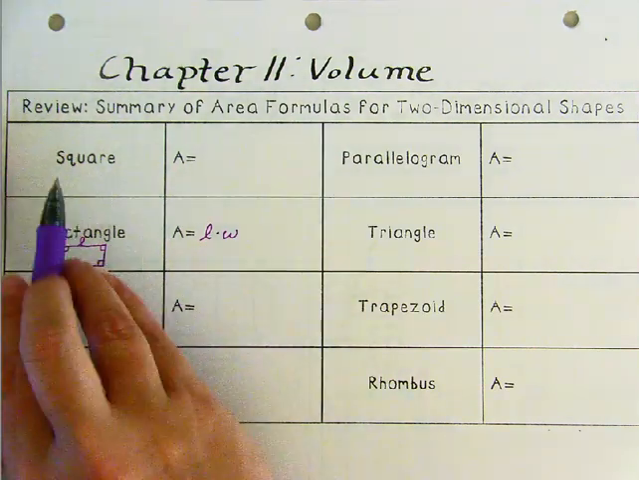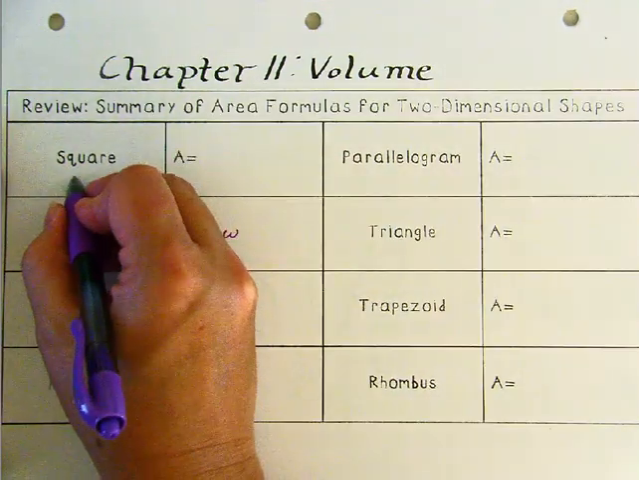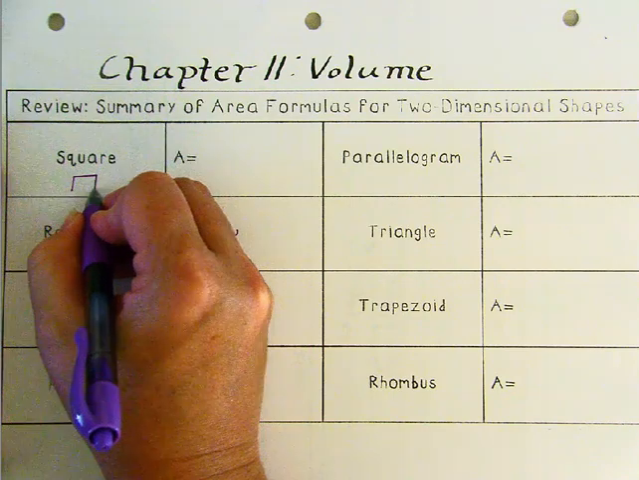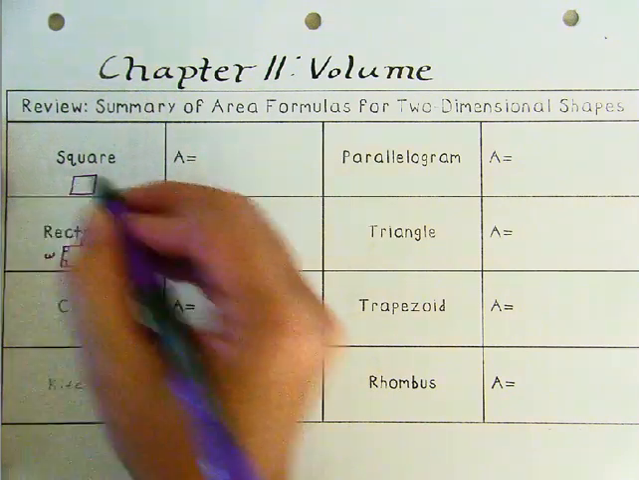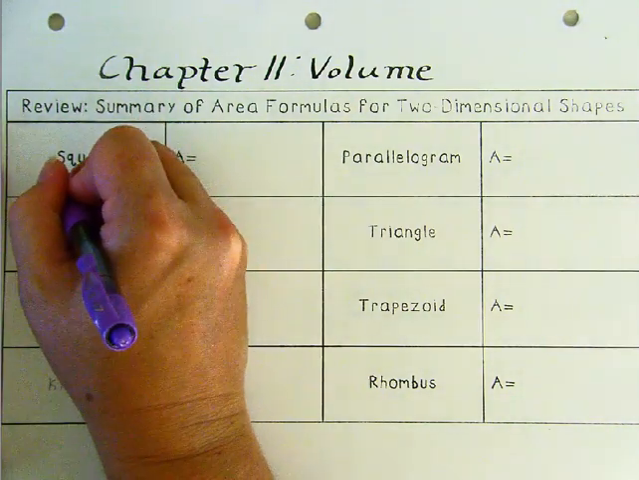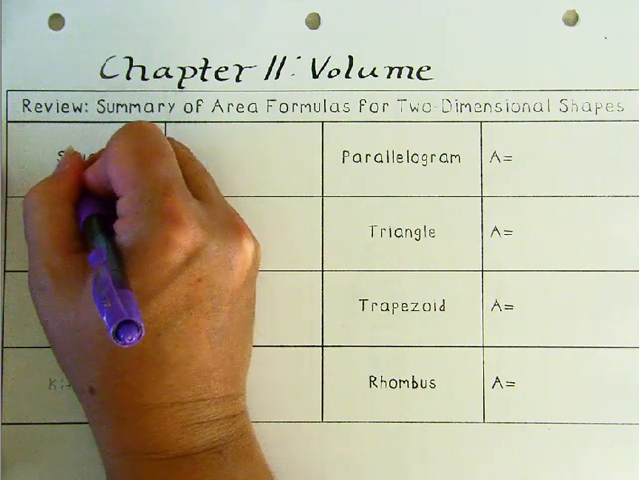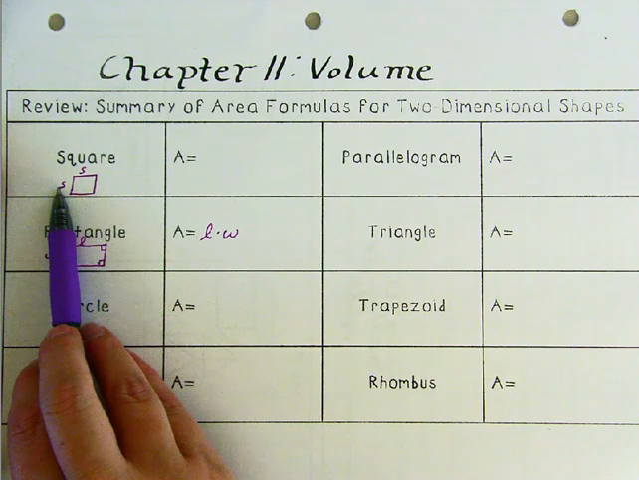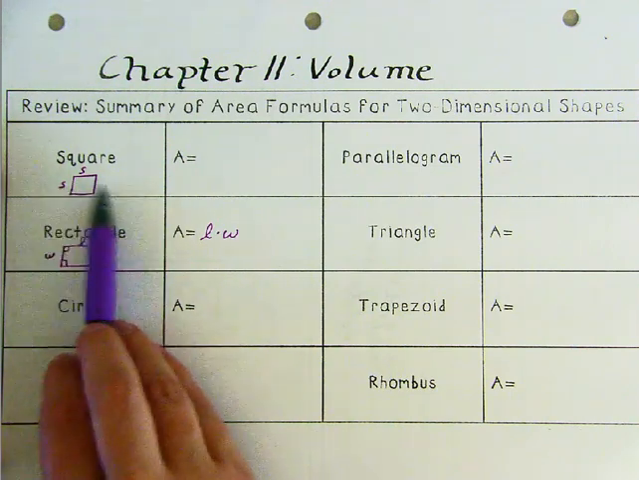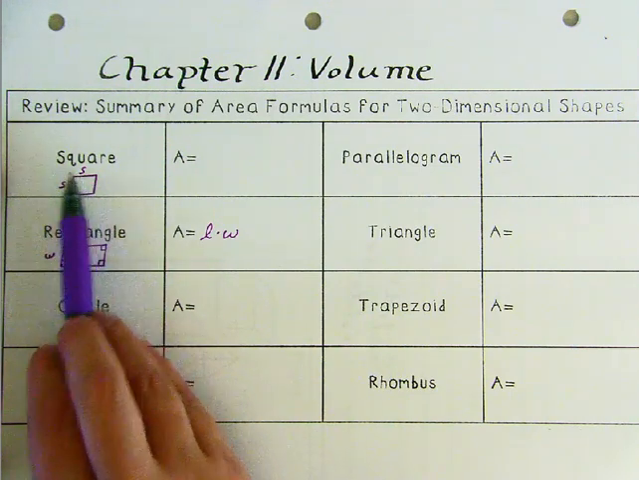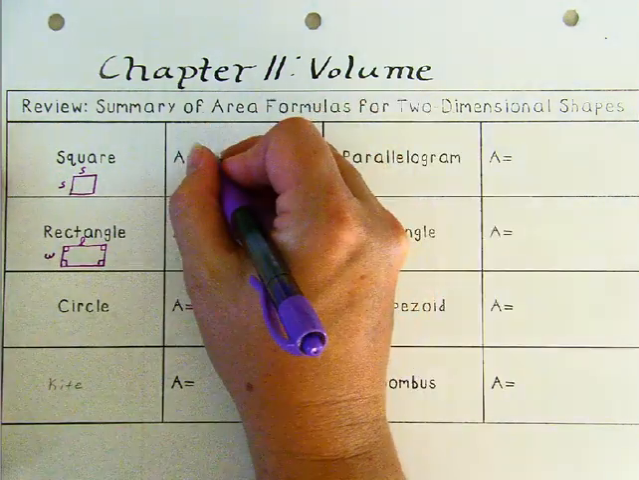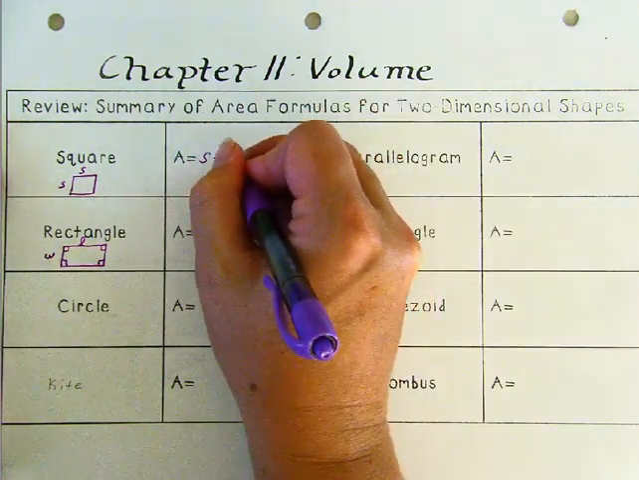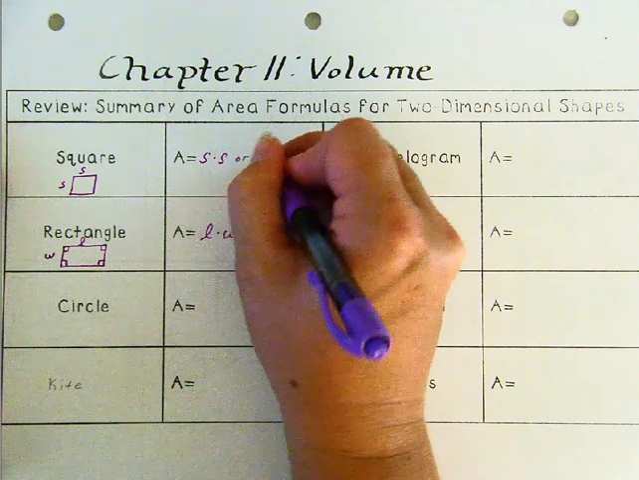Okay, so then I'm going to move up to a square. So for a square, all of our sides are the exact same length, so I'm going to call this one S and this one S. So now when I multiply the side on the left or right, doesn't matter, and the other side together, we get S times S or S squared.